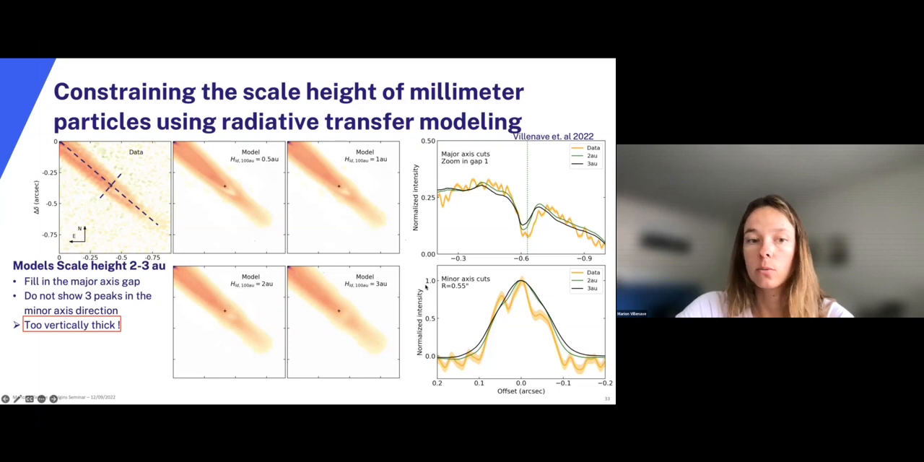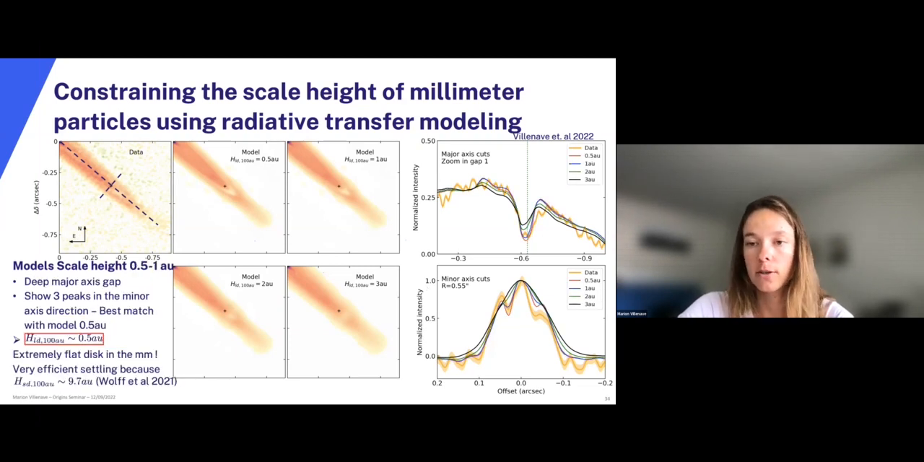Now I'm going to add what the cuts for the model with 0.5 and 1 AU look like. So you can already see that in the major axis cut, they are deeper, and so they're better. But also on the minor axis cut, we now have the 3 peaks. The red curve, which is the model with 0.5 AU, is the one which matches best the data. And so this is showing that this disk has a scale height of 0.5 AU at 100 AU.